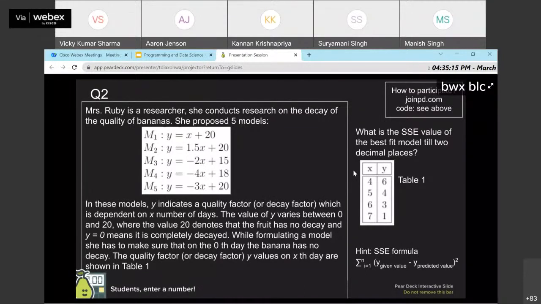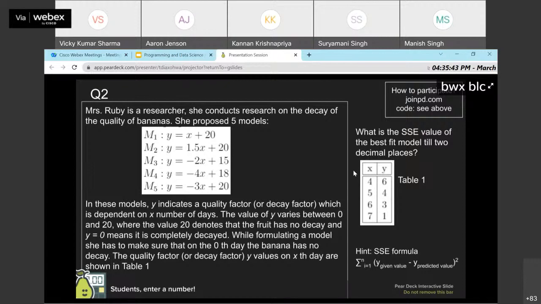You see here in this question 2, it says, Miss Ruby is a researcher. She conducts research on the decay of the quality of bananas. She proposed 5 models. You can see 5 models given: M1, M2, M3, M4, and M5. These are the model equations. So what is Ruby doing? She conducted research on the qualities of banana. So what are these x and y variables then?